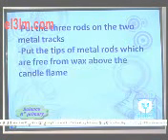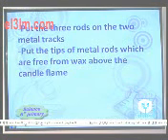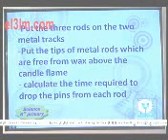Put the three rods on the two metal racks. Put the tips of the metal rods, which are free from wax, above the candle flame. Calculate the time required to drop the pins from each rod.